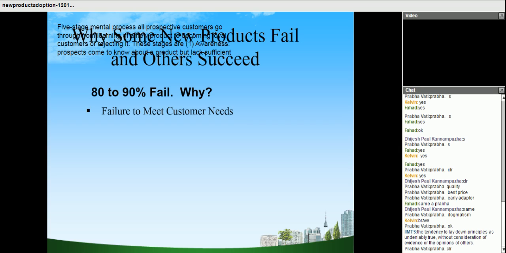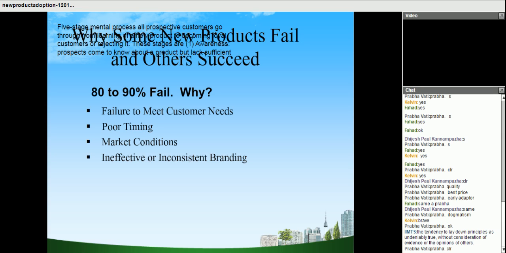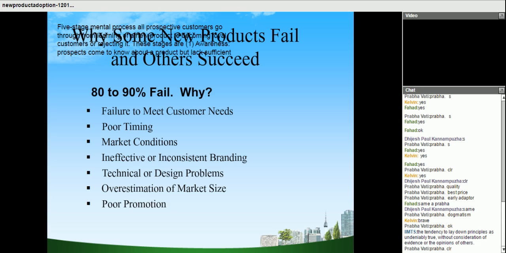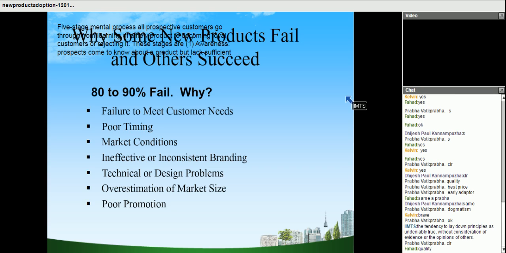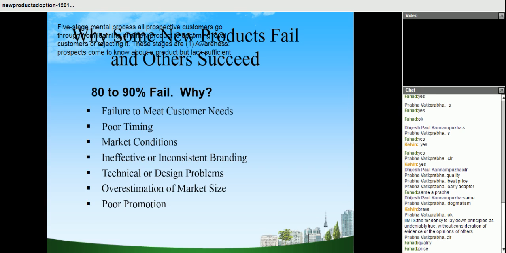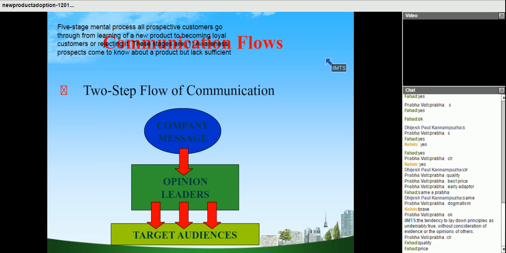Why do some new products fail and others succeed? 80 to 90% fail. Why? They fail because of failure to meet the customer needs, poor timing, market condition, ineffective or inconsistent branding, technical or design problems. Right? So these are the main causes for the failure of new products. Overestimation of market size and poor promotion. These are the main reasons. Pricing can be a reason but not the major.